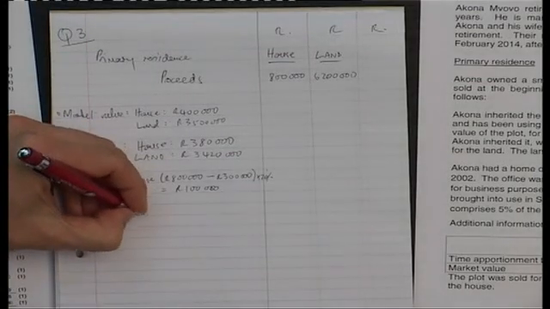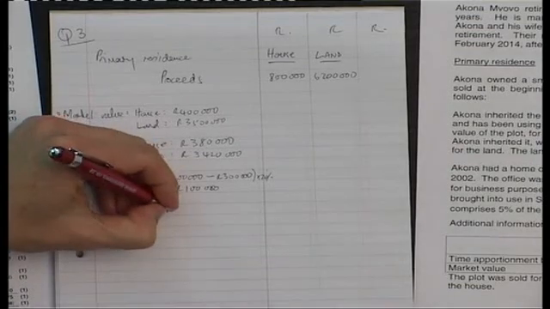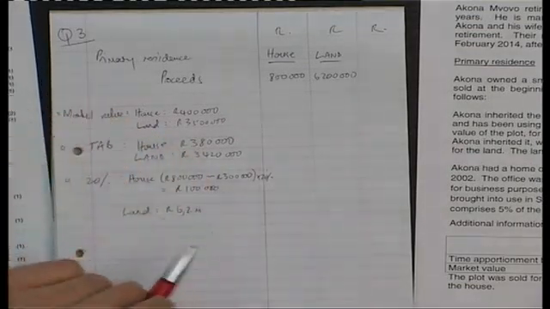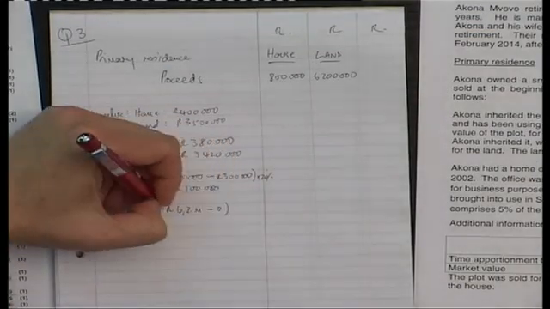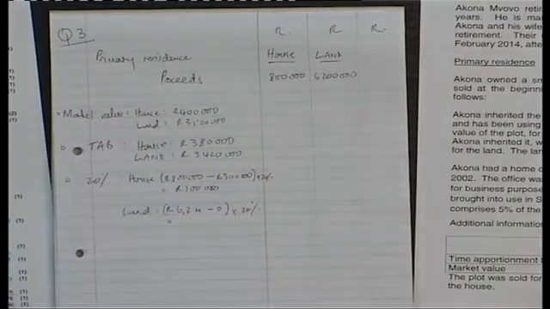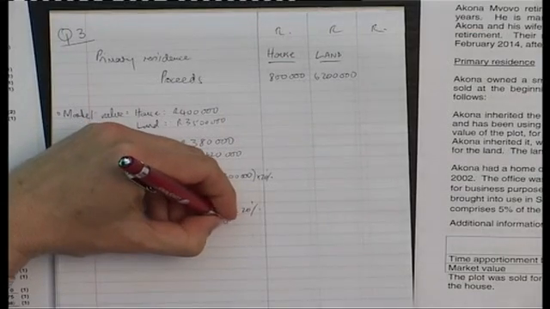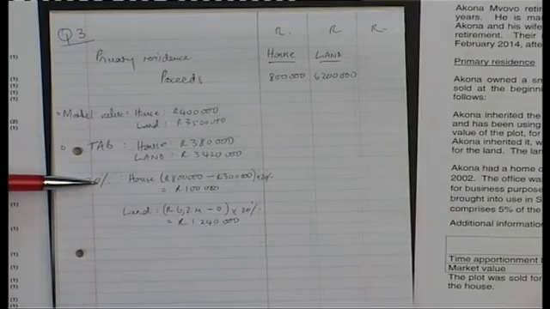What about the 20% rule for the land? That's simpler. The proceeds for the land are 6.2 million. And there's no expenditure incurred after 1 October. You can just put a nil there, multiply by 20%, and that gets you to an amount of 1,240,000 rand. So now you've got the three options: market value, TAB, or 20% of the 20% rule.